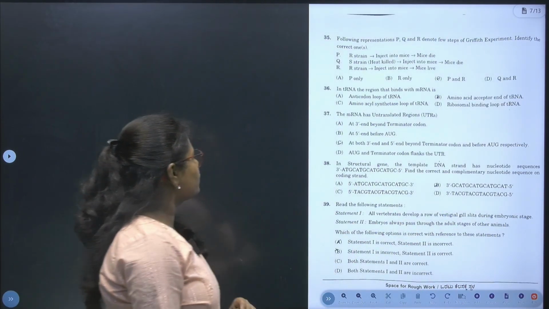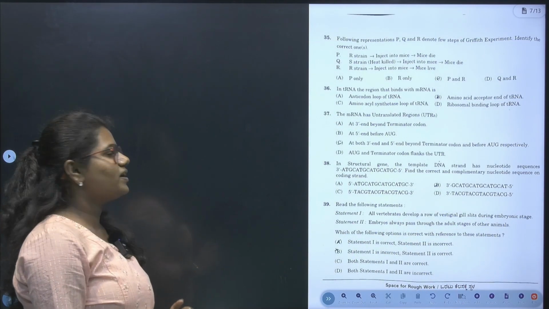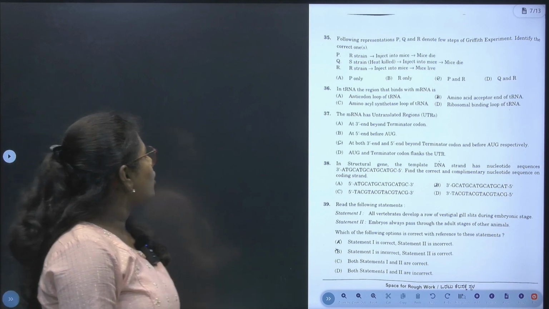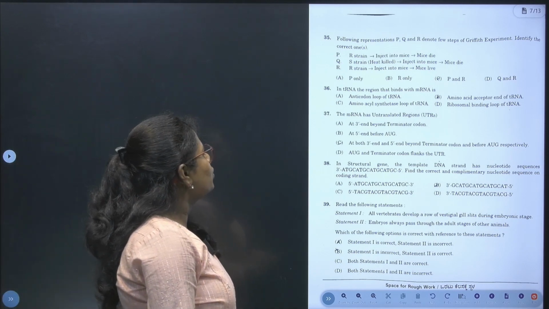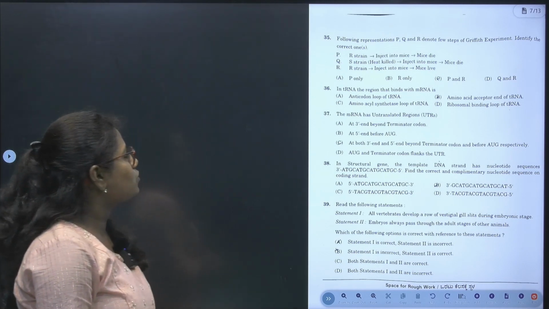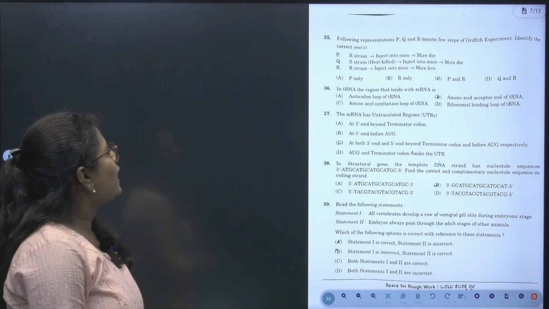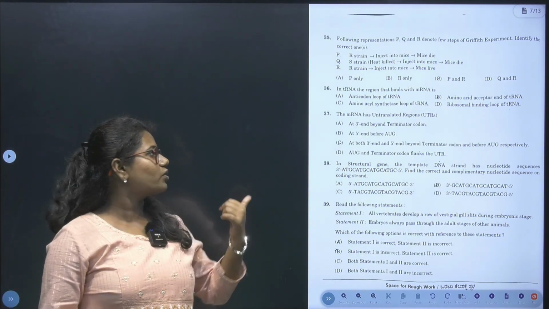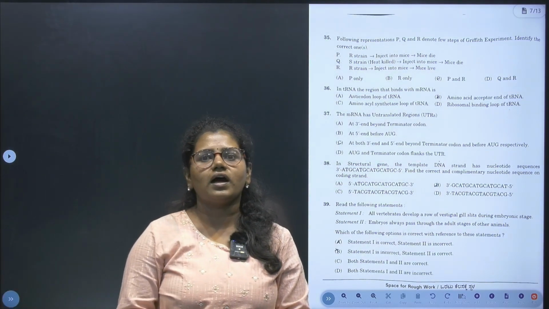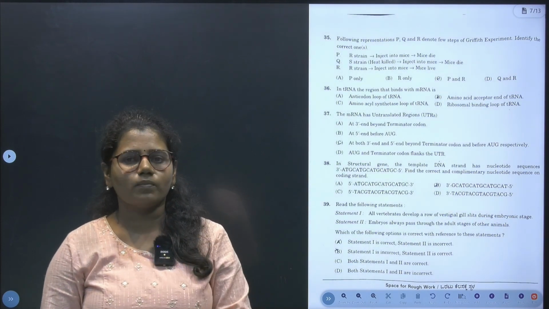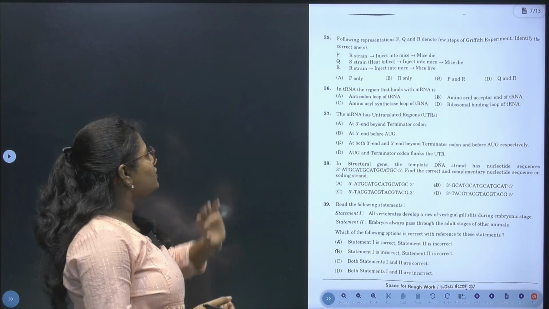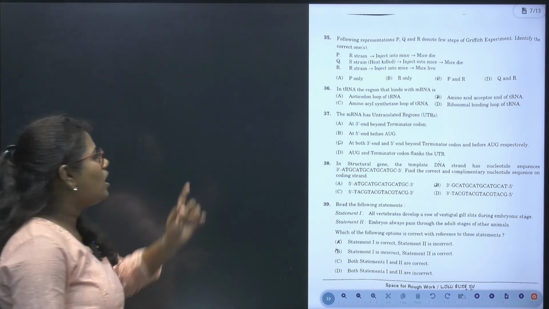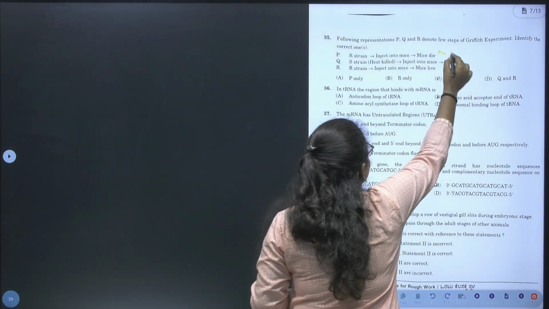Moving on to the next question. The question is from molecular basis of inheritance, that is Griffith's transforming principle. Following PQR denotes a few steps of Griffith's experiment. Identify the correct one. We know that there were two strains. R was the non-virulent one and S was the virulent form of bacteria. Statement P says R strain injected into mice, mice die. No, R is a non-virulent strain.